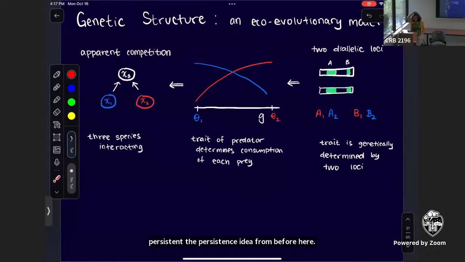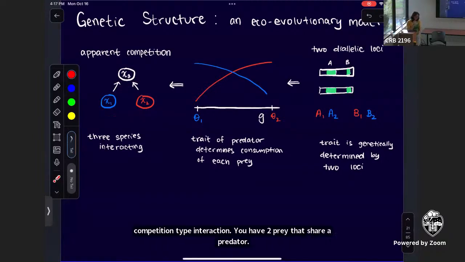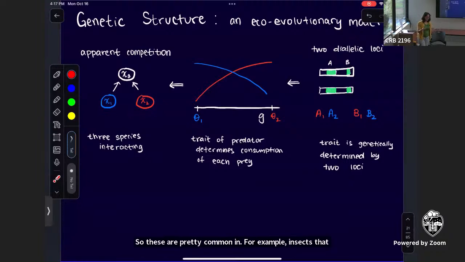Okay. So the genetically structured model that we worked on was looking just at a 3-species interaction. It's called an apparent competition type interaction. You have 2 prey that share a predator. These are pretty common in, for example, insects that live on 2 different plants can compete indirectly if they have a shared predator. The reason they call it apparent competition is that if one of the prey species starts increasing in density, that's going to lead the predator species to increase in density. And then that creates more pressure on the second prey here. So it seems like they're competing, even though they don't really directly interact.